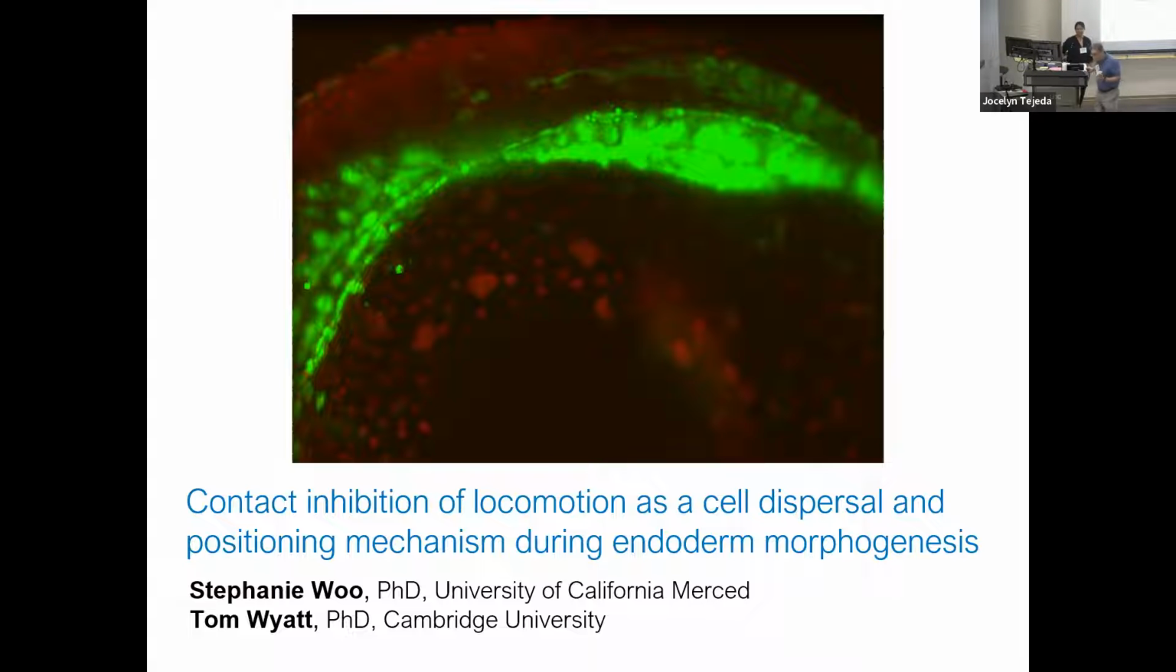Okay, great. All right, so let's get started. Thank you to the organizers for giving us this chance for Tom and I to talk about our collaborative project. I'm Stephanie Woo. I'm an assistant professor at the University of California Merced. I'm the biologist half of this project presentation. And today I will be talking about the development of this tissue that we're seeing in green here, which is called the endoderm.